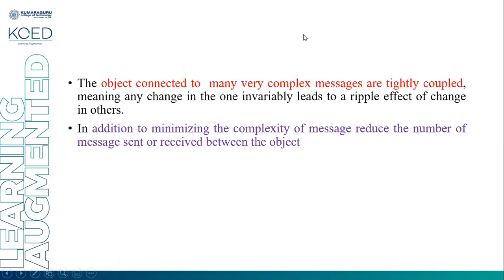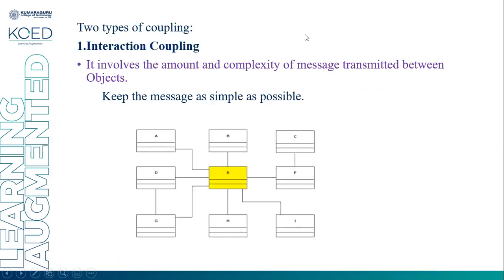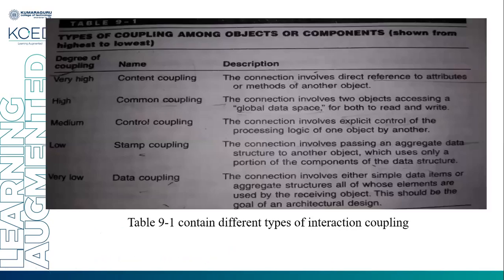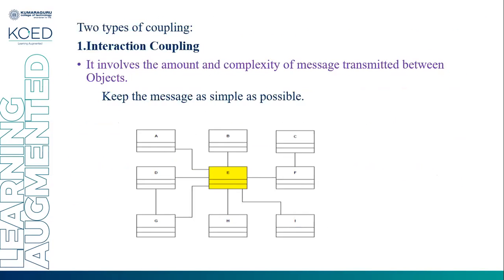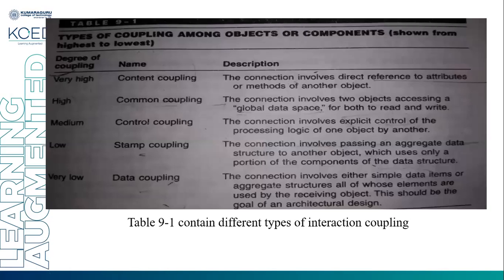So we discussed two types of coupling. One is interaction coupling, interaction between the objects. The second one is inheritance coupling. This comes under the goal of a loosely coupled design with less information content. So you have to improve the cohesion and decrease the coupling.